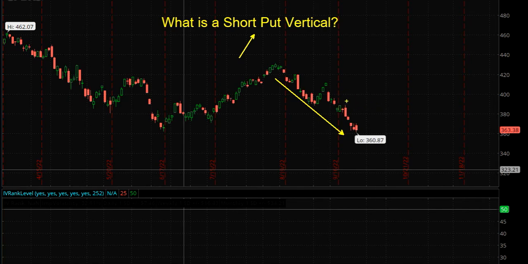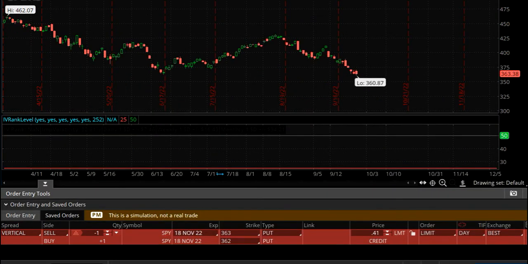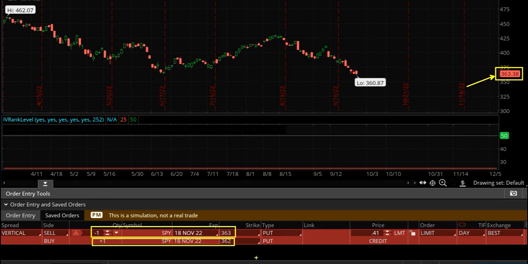So how do we set up a short put vertical? I've got one set up here already. The stock price, as you can see, is 363.38. The way we set up a short put vertical is we always start below the stock price. So in this case, I'm going to sell the strike price just below the stock price, 363, and then buy the put further down, $1 away. So in this case, this is $1 wide. We're selling the 363, buying the 362, and when we do that, we are collecting 41 cents as a credit.